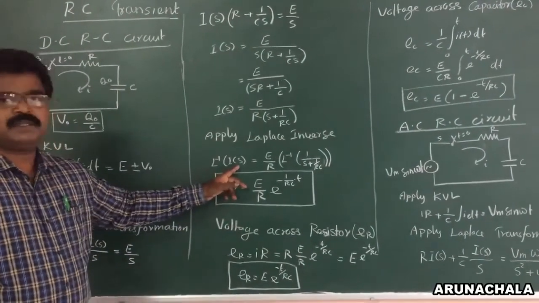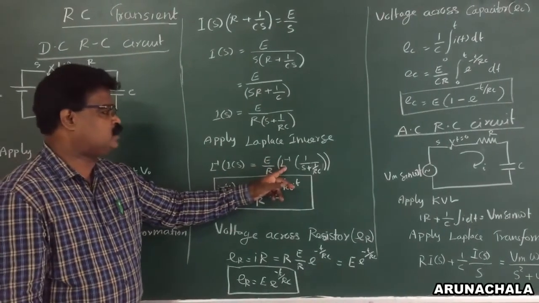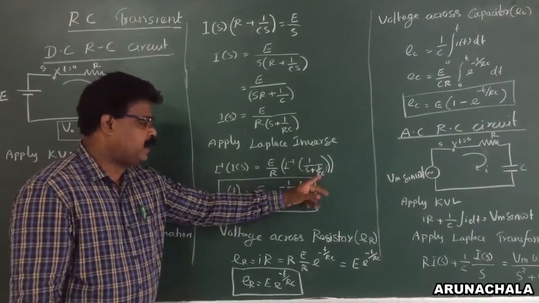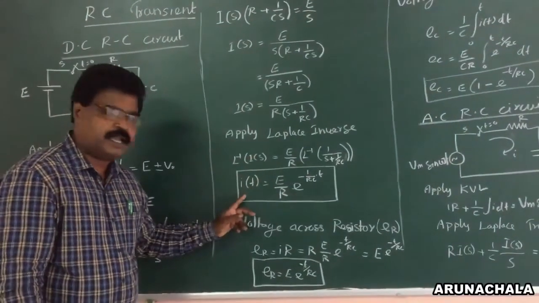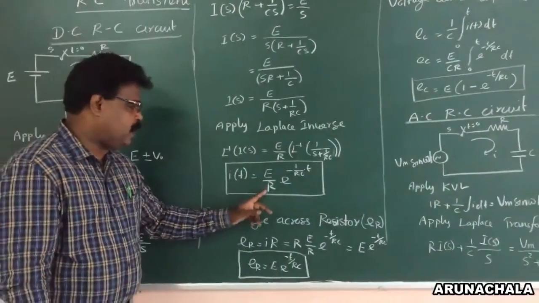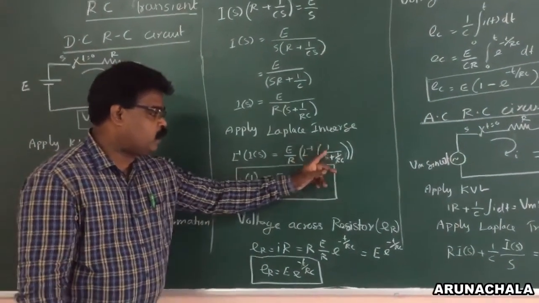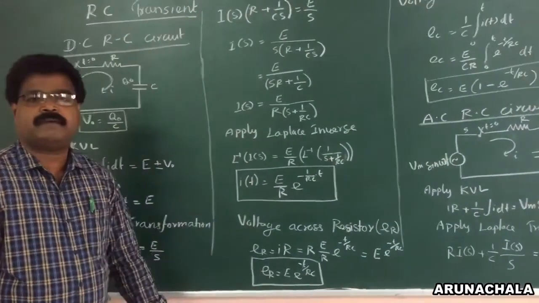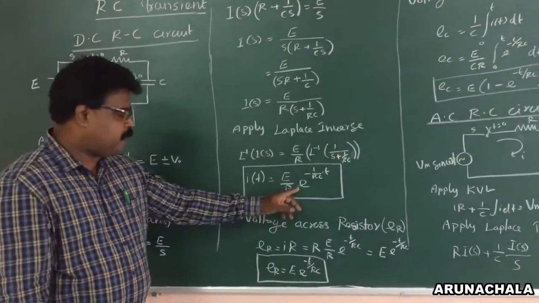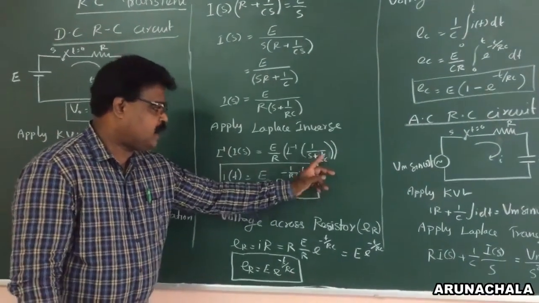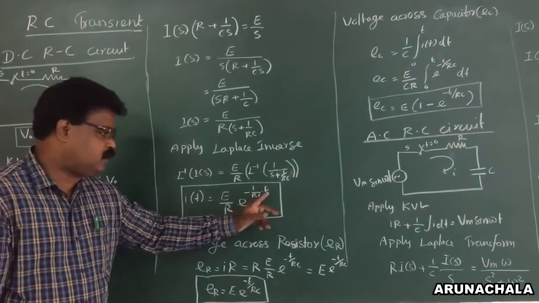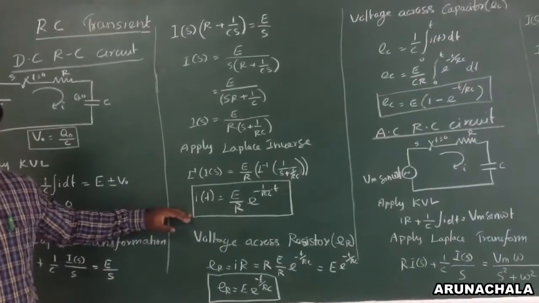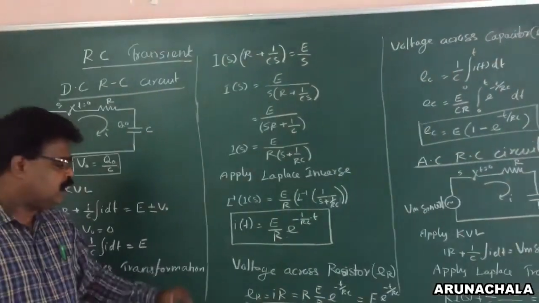So Laplace inverse of I(s) is E by R into Laplace inverse of 1 by s plus 1 by RC. So I(t) is equal to Laplace inverse of I(s). That is equal to E by R into Laplace inverse of 1 by s plus a. You know that it is e power minus at. So what is the value of a here? 1 by RC. So e power minus 1 by RC into t. So this is the formula to calculate I(t).